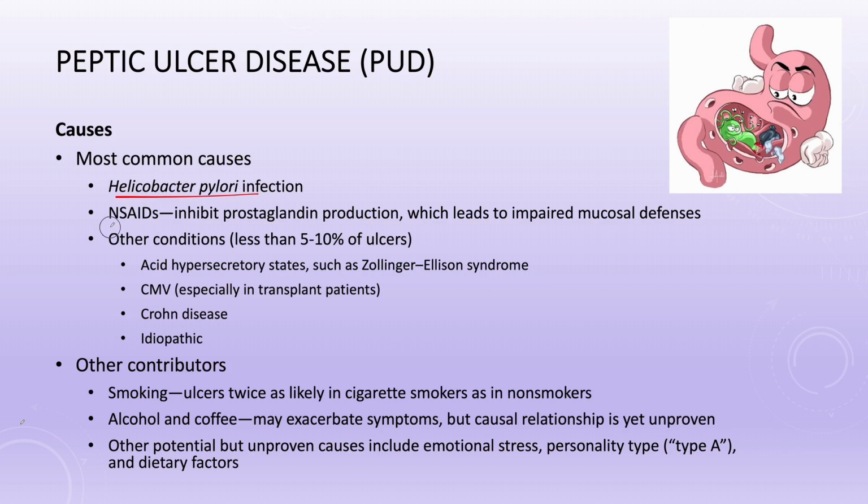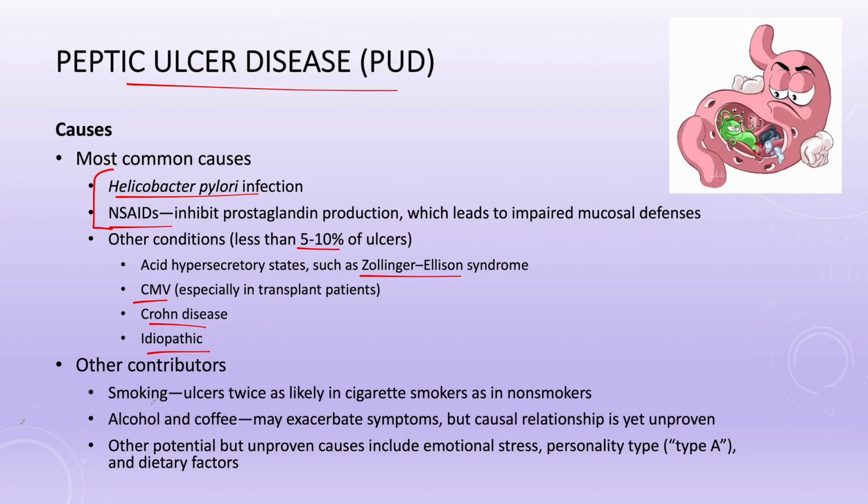We have H. pylori, NSAIDs. We have these other conditions. So these two are by far the most common causes of peptic ulcer disease, H. pylori and NSAIDs. Okay. Other conditions can be things like Zollinger-Ellison, CMV, Crohn's, or idiopathic, but these are much, much, much less common, only 5 to 10% of ulcers caused by this.